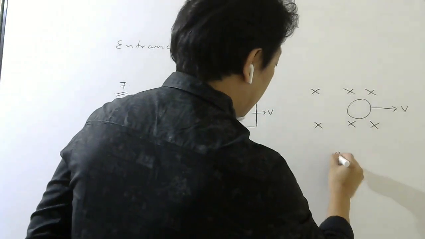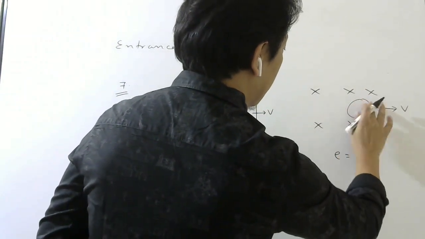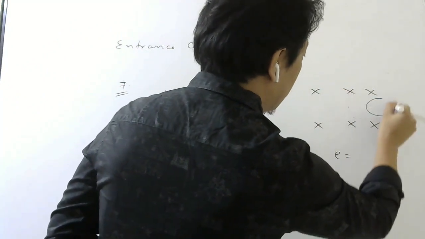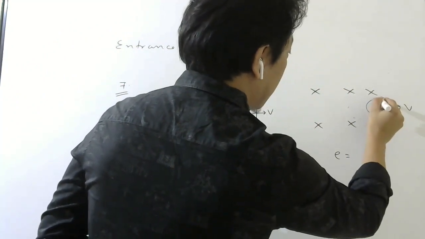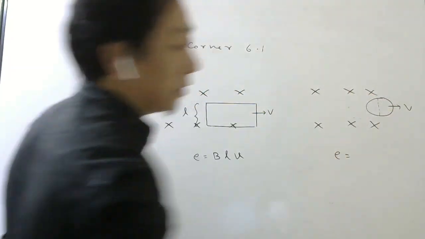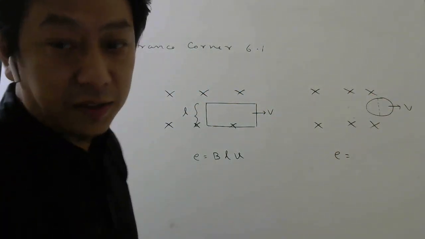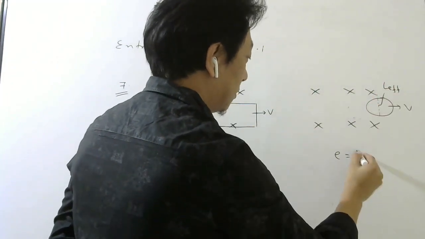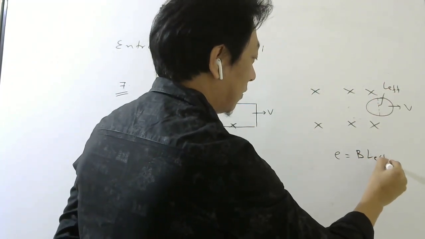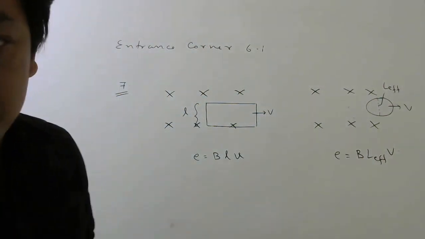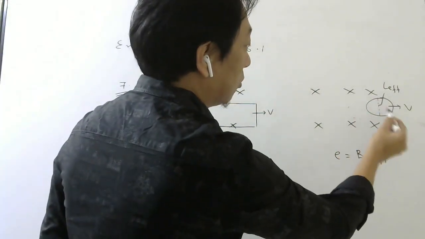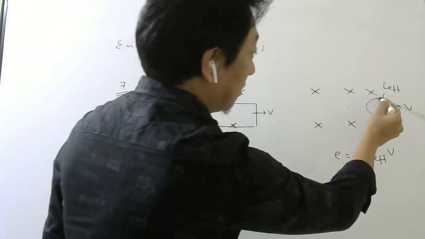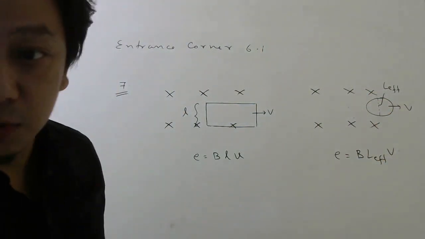EMF induced here will be depending on, let us say, as the loop is coming out, the loop looks like this. Then here, this L we have to use, right? Effective length I told. So this is your L effective. So B L effective into V. Understood or not? This part will be useless. So this part will be no EMF because it is out of the magnetic field. This part will have EMF, motional EMF.